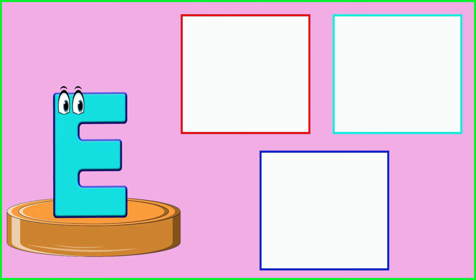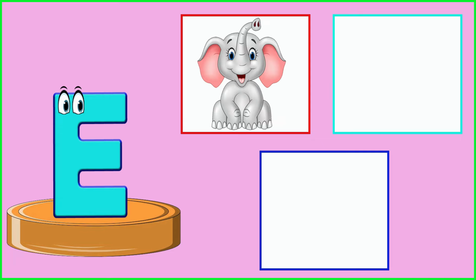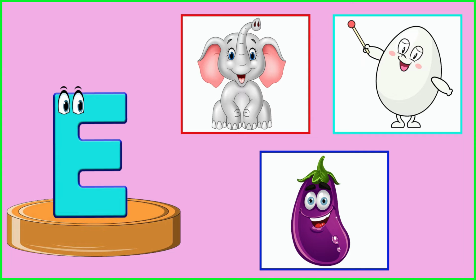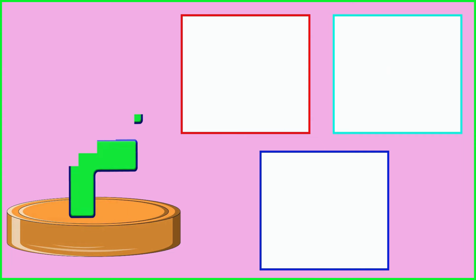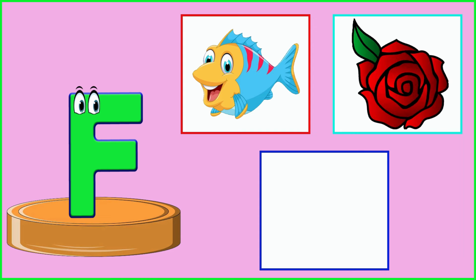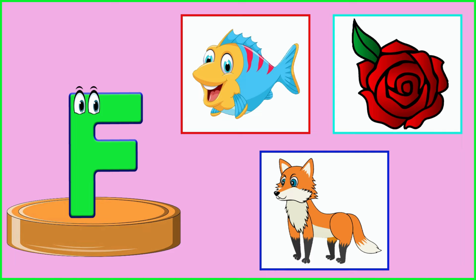E. E is for elephant. Egg. Eggplant. F. F is for fish. Flower. Fox.